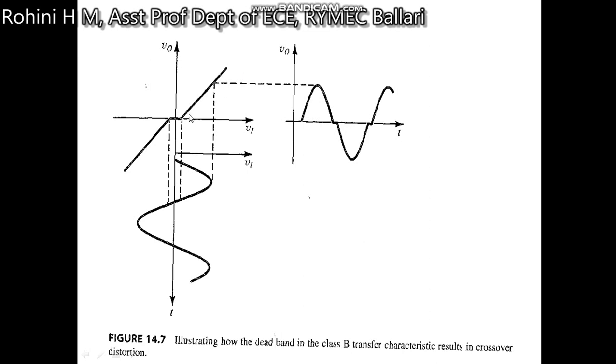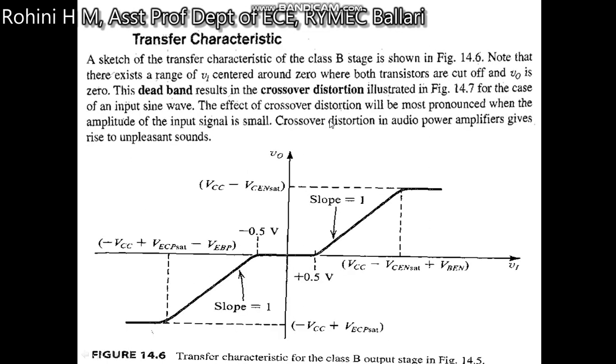So this is the transfer characteristics. This is the signal which is applied, and this is the output we are taking. So this is the crossover distortion that is introduced.